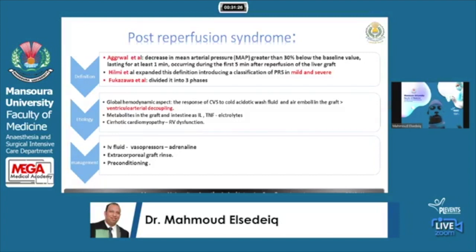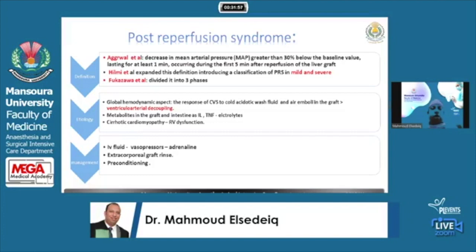The oldest definition is by Aggarwal et al. It is a decrease in mean arterial blood pressure greater than 30% below the baseline, lasting for at least 1 minute, occurring during the first 5 minutes after reperfusion of the liver graft. Another definition by Hilmi et al. expanded the first definition into mild and severe: mild with less than 30% decrease in mean arterial blood pressure, severe with decrease more than 30%. Fukazawa et al. divided it into 3 phases.